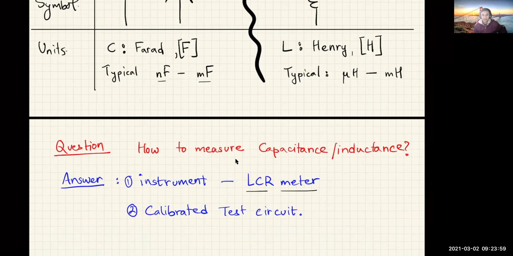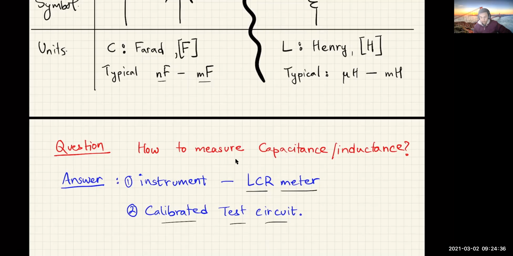But there are other circuit techniques to measure capacitance and inductances as well, and that's using some calibrated test circuit. What that basically means is that you have a circuit with all known components, and you just stick in a capacitor in there and look at the behavior of that circuit. Depending on the value of the capacitance, the signals that you measure on that circuit will be of a certain amplitude and phase and everything. So that's the calibrated test technique.